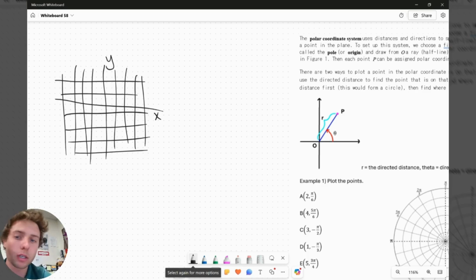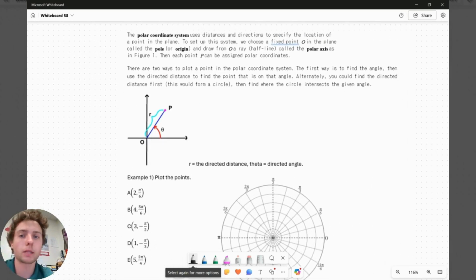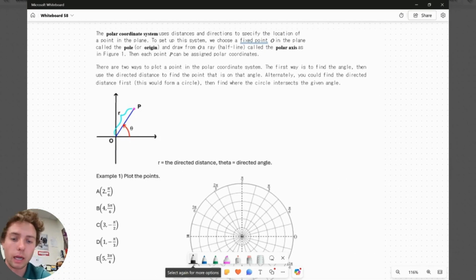But now what we're looking at is polar. Polar means that you have poles. If you think about this kind of like the Earth, where it's not a flat system now, right? You have to think about your longitude and your latitude, and it gives us a different type of coordinate system. This one is similar to polar. Polar uses distances and directions to specify the location of a point in the plane.